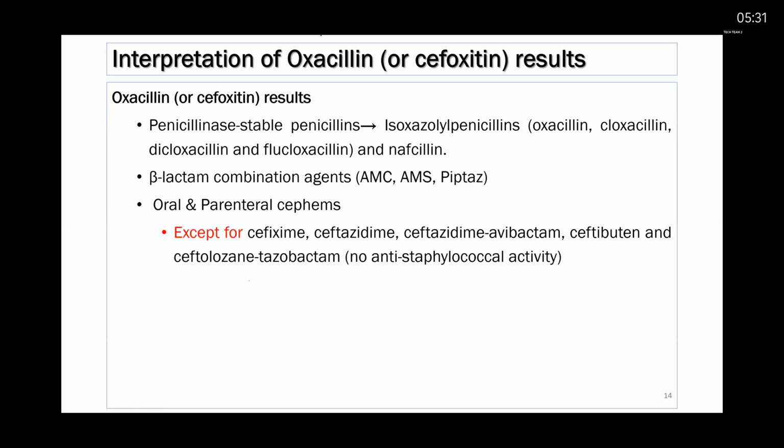What do we mean by this? Whatever we see as the result of oxacillin, whether it is resistant, or cefoxitin resistant or susceptible, we can predict the susceptibility of penicillinase-stable penicillins, which includes anti-staphylococcal penicillins like oxacillin, cloxacillin, dicloxacillin, nafcillin. It can also predict susceptibility of beta-lactam combination agents like amoxiclav, ampicillin-sulbactam, piptaz.